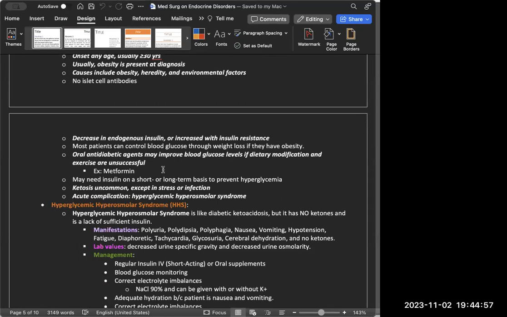Oral anti-diabetic agents may improve the blood sugar levels. The most important one, or at least one that I know is commonly asked, is metformin. Okay, metformin is an anti-diabetic medication, meaning that it lowers the blood sugar levels. Okay. Now, does anybody remember why we don't want to give metformin if a patient is going to go for a procedure with an IV contrast?